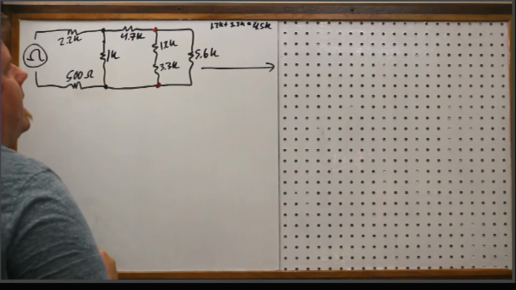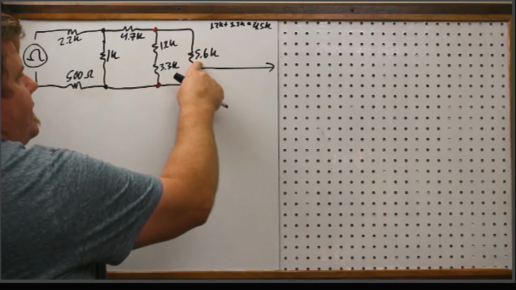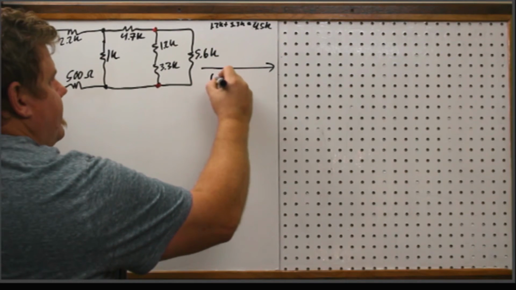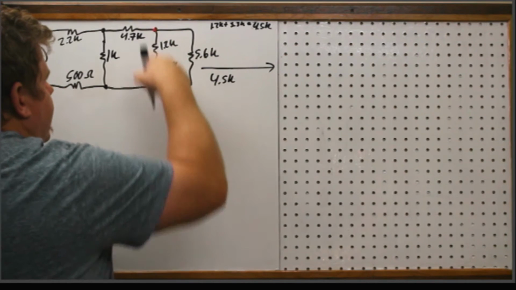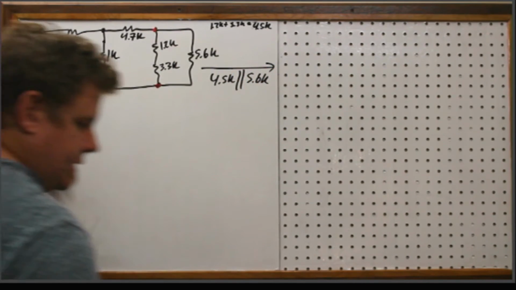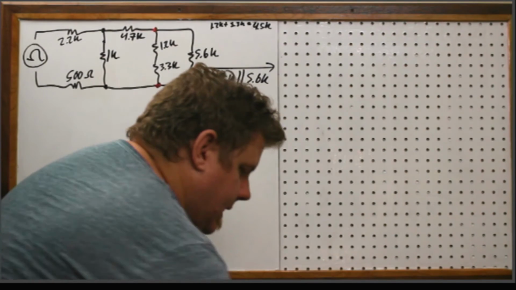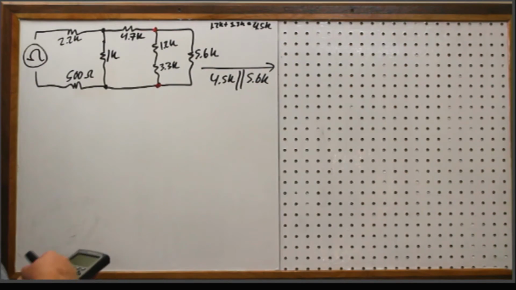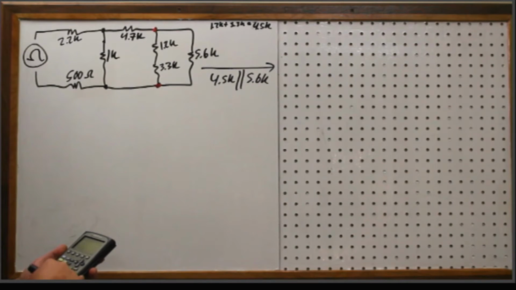Okay, and that's going to be in parallel with this 5.6. So I'm taking 4.5K on this branch in parallel with the 5.6K on this branch. So let me go ahead and pop that into my calculator here. So I go 1 divided by 4.5 plus 1 divided by 5.6. Take the whole thing to the -1. Whoops, forgot to. Helps if you have the parentheses in the right spot.